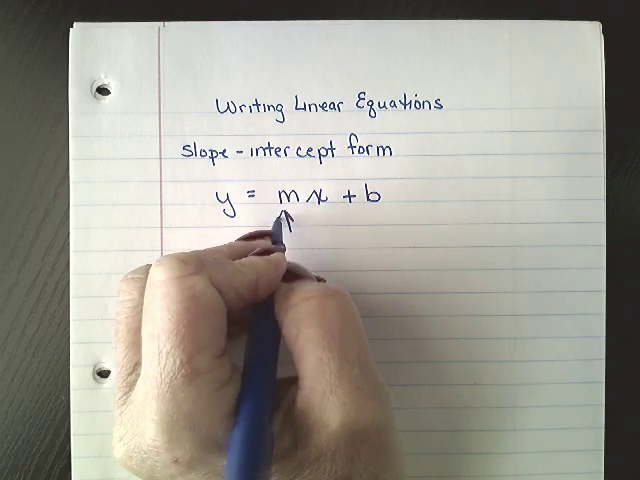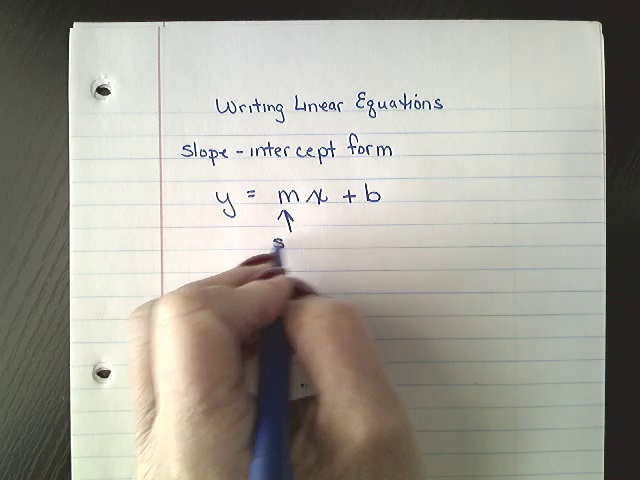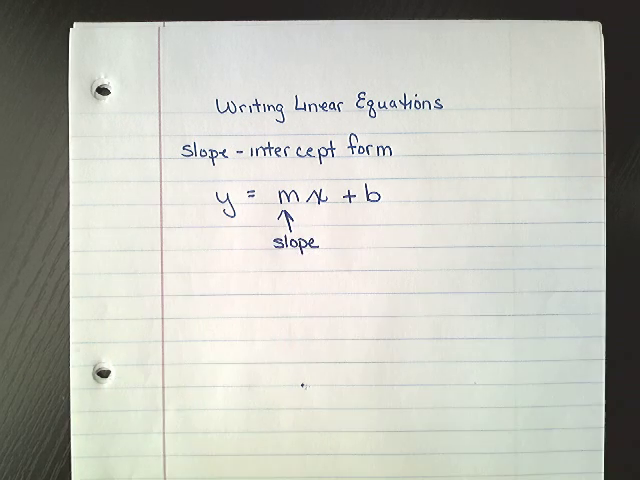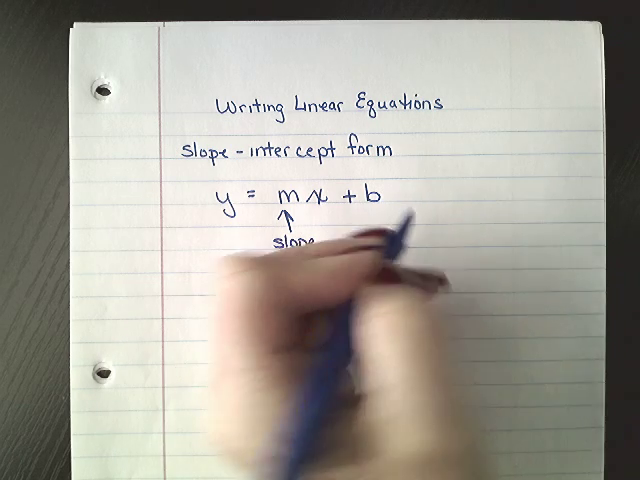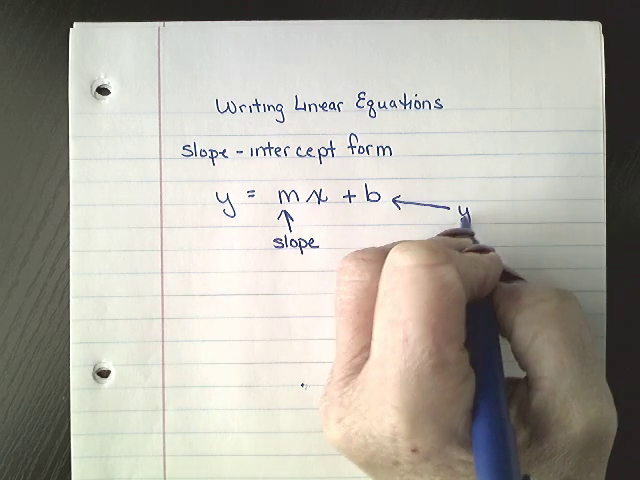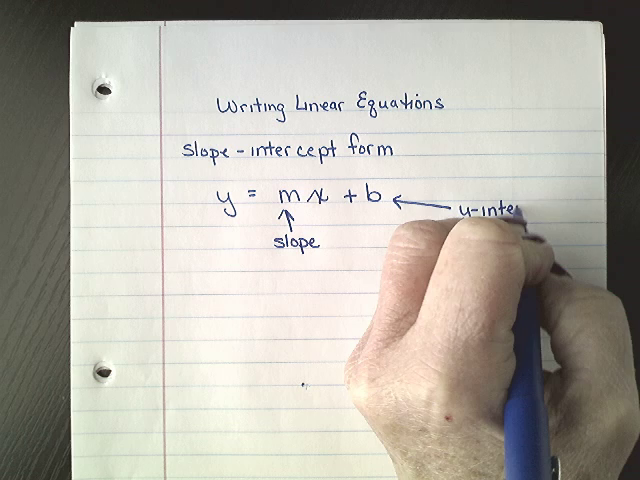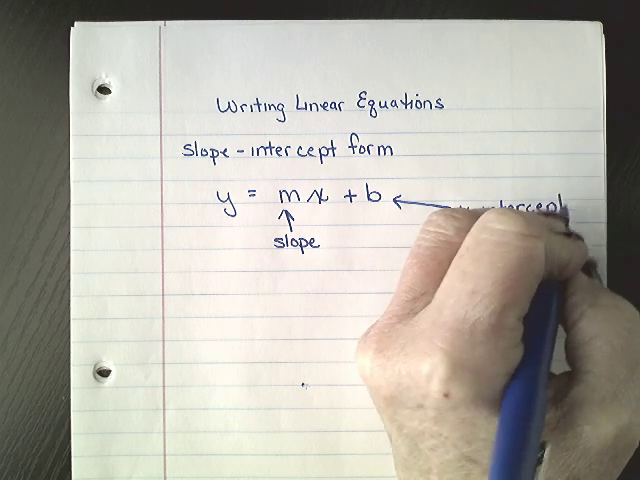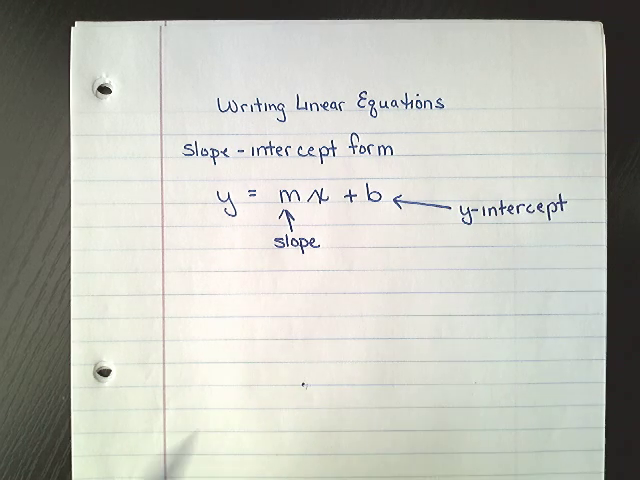You already know that m represents the slope. B is going to be our y-intercept. X and y are just the ordered pairs that are going to be constantly changing. Those are the coordinate pairs on your graph.